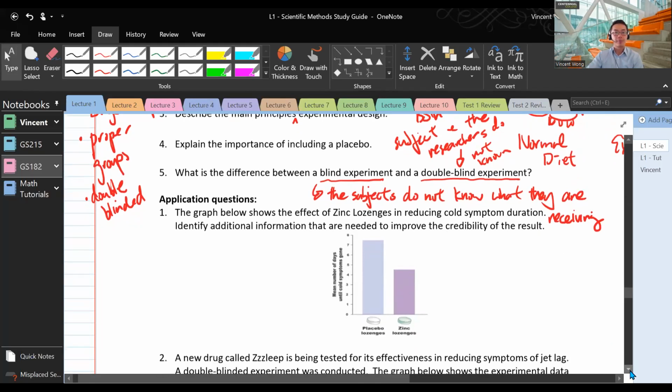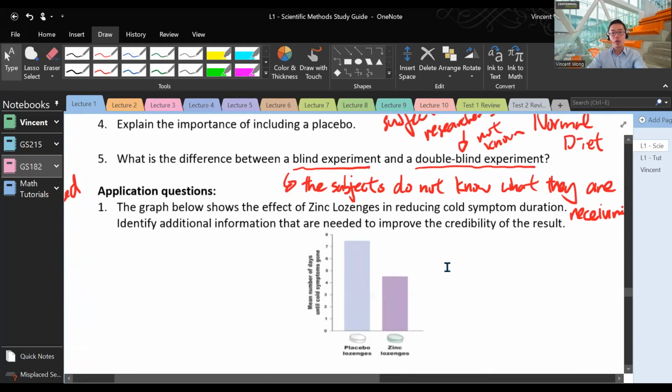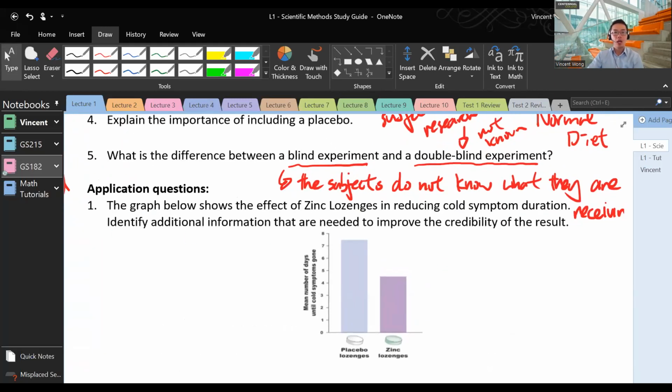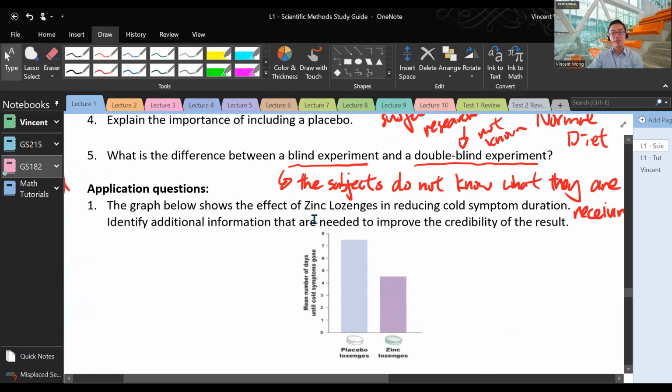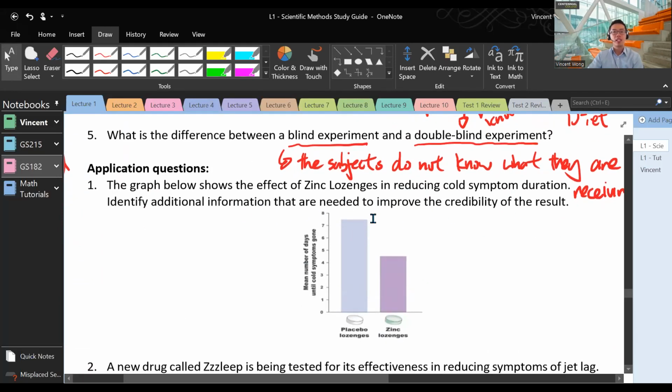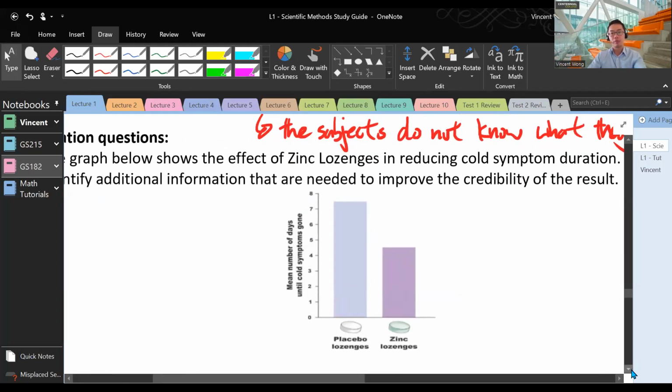So that is that. Here is the application question. The graph below shows the effect of zinc lozenges in reducing cold symptoms duration. Identify additional information that is needed to improve the credibility of the results. You see these graphs all the time, like on infomercials, for example. You see it even on advertising billboards that show the results of how effective their products are.